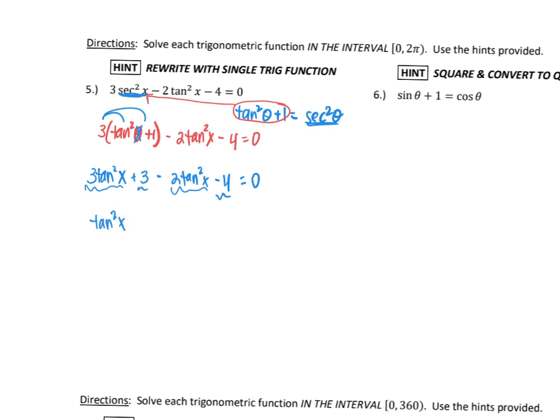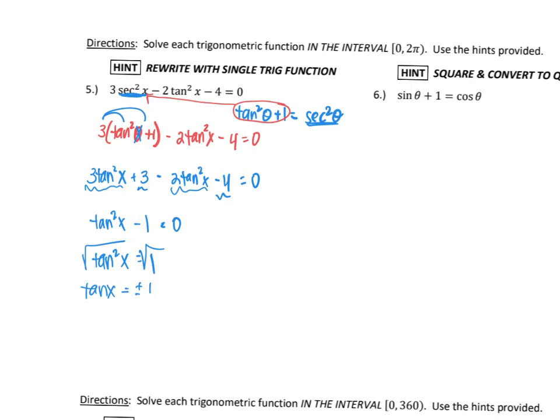And then 3 minus 4 is negative 1. And I can add 1 to both sides and take the square root. So tangent x equals plus or minus root 1, which is just 1, right? So where is tangent equal to 1?